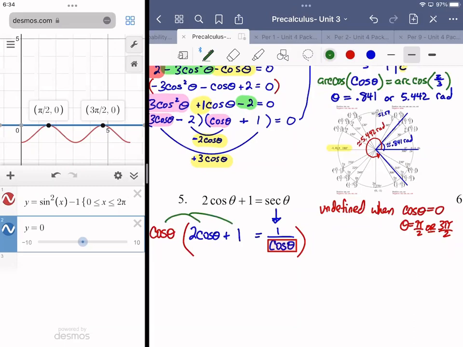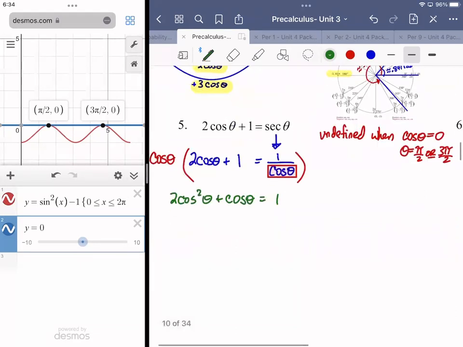All right. So distribute, and really you're doing it to both sides. So let me actually get rid of those arcs. So 2 cosine squared theta plus cosine theta is going to be equal to 1. Bring the 1 over. You'll be looking at 2 cosine squared theta plus cosine theta minus 1 equals 0.